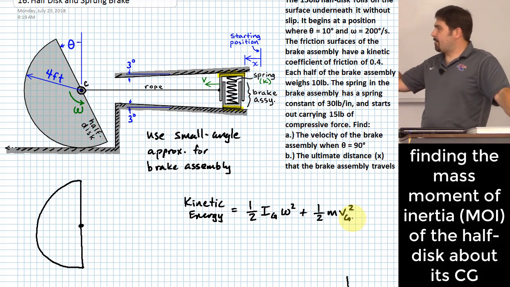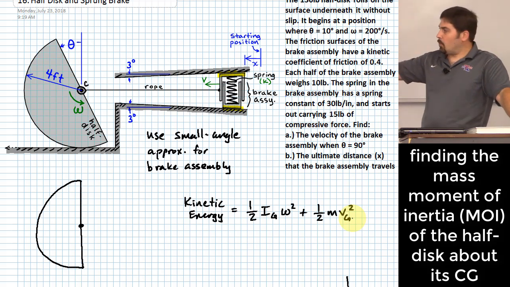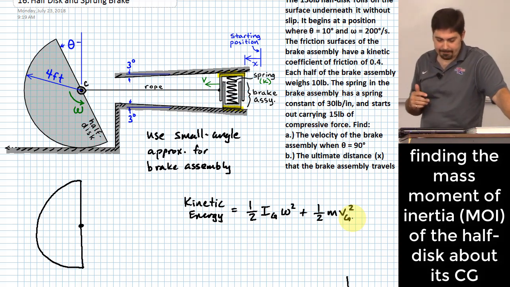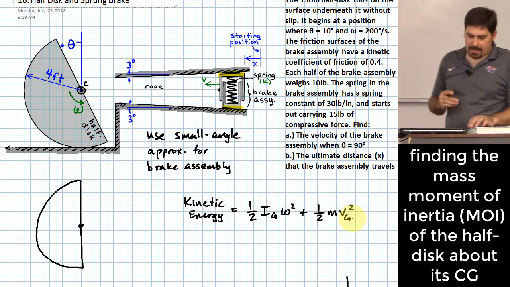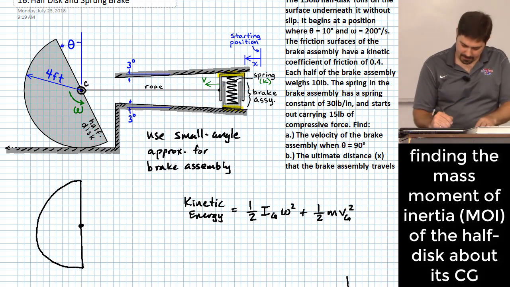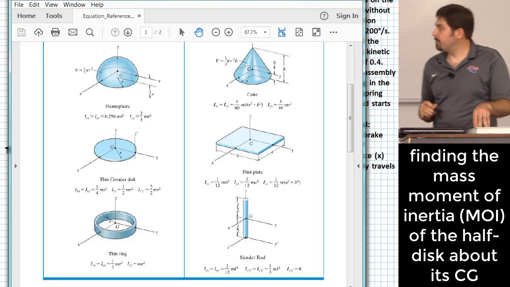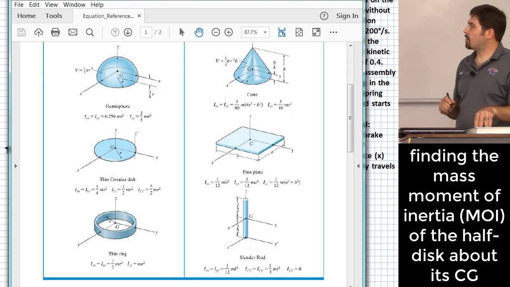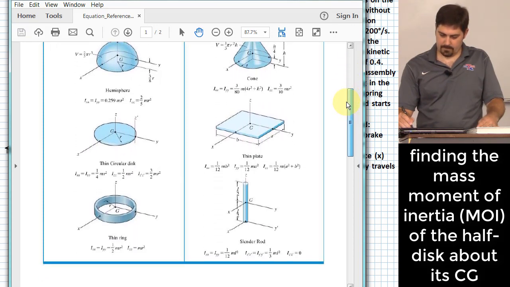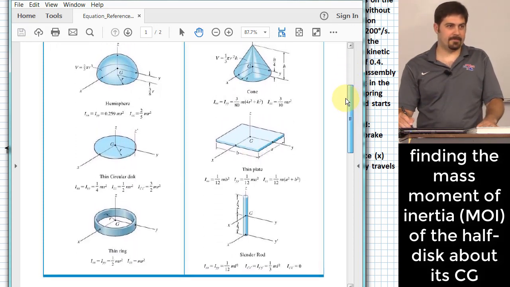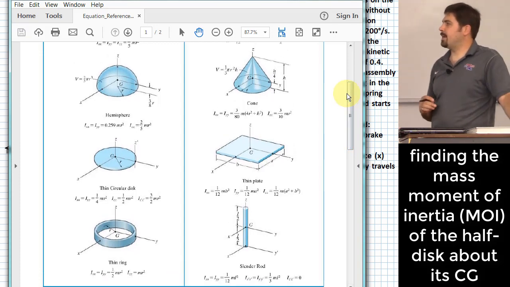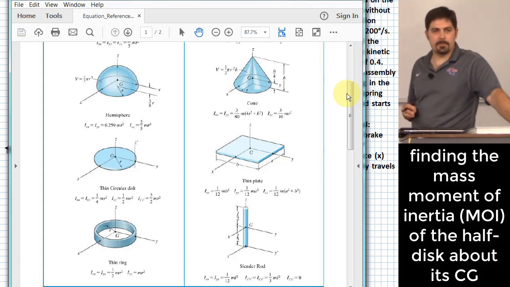And the reason I say all that is that we are going to need to find that moment of inertia about the center of gravity of this half disk. All right, so we flip back to our handy dandy table in the back of the book. As a matter of fact, I believe I have a picture of that right here. Where's our half disk? We don't have a half disk. Is there any way we could maybe look at this table and sort of mentally come up with something that would be equivalent to a half disk?